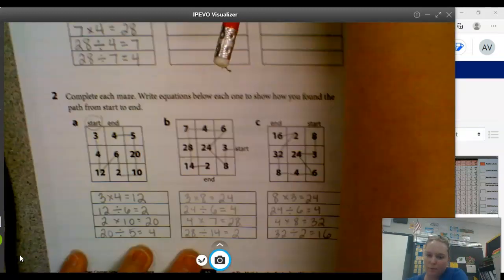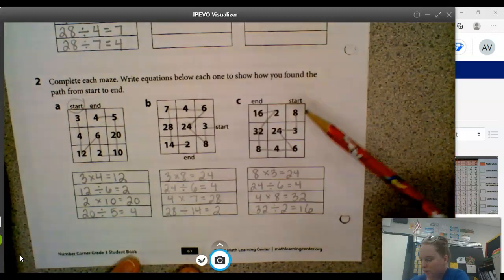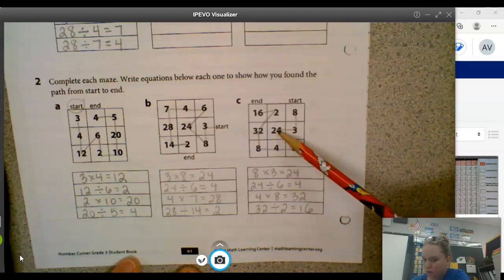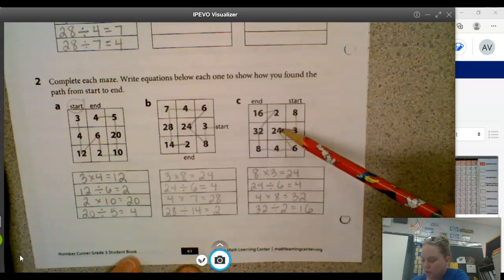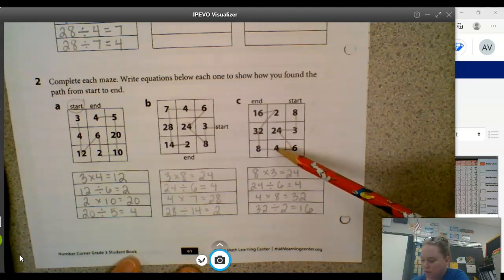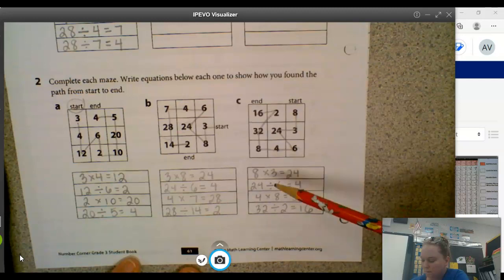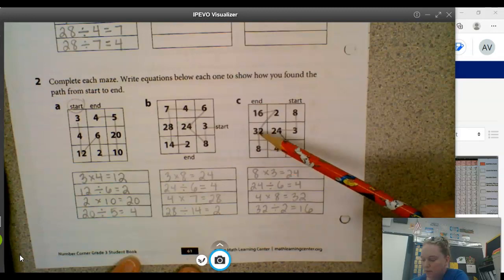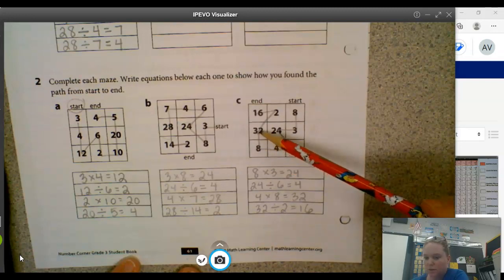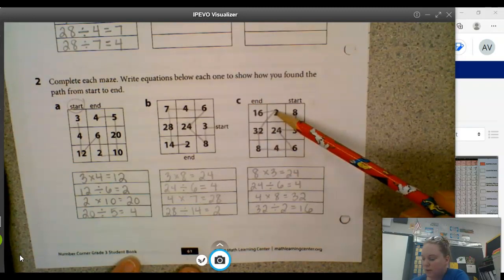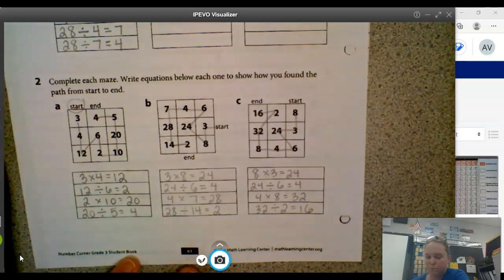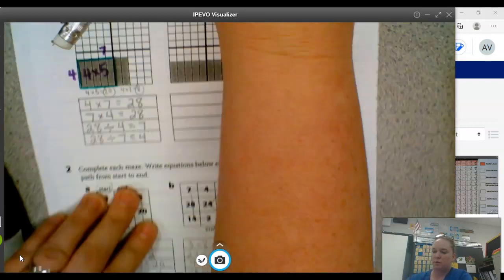Okay, we are back with the solution to maze number 3. So 8 times 3 gets you to 24. 24 divided by 6 gets you to 4. 4 times 8 gets you to 32. 32 divided by 2 equals 16. So there's your maze solutions. Okay, we're going to move on to the back.